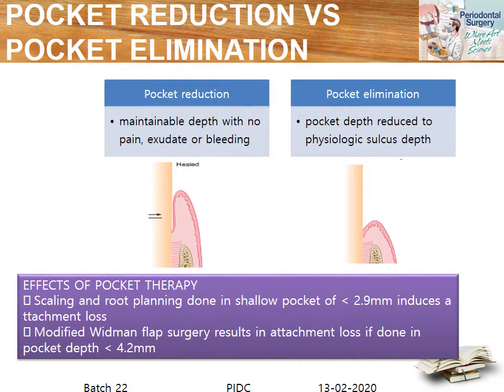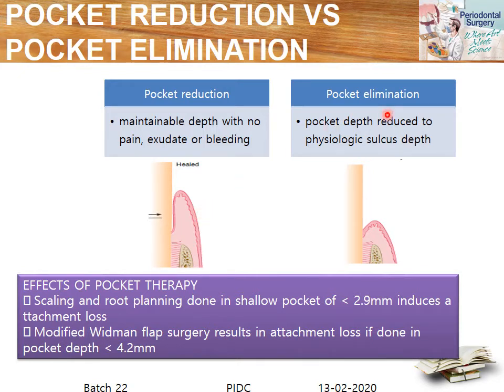Next, coming on to pocket reduction versus pocket elimination. Pocket reduction generally means that you get a maintainable depth. For example, you have a pocket depth of around 5 to 7 mm. By doing your non-surgical or surgical procedures, you get a maintainable pocket depth, and there is no pain, exudate, or bleeding. In other words, this is an inactive pocket.